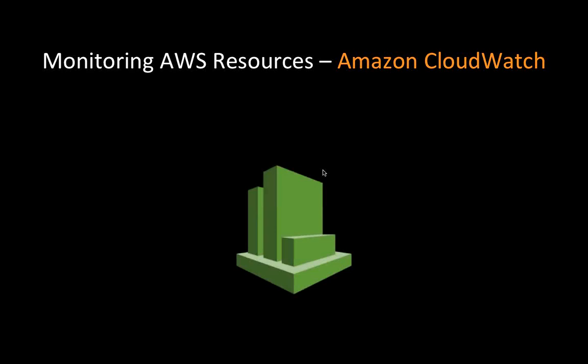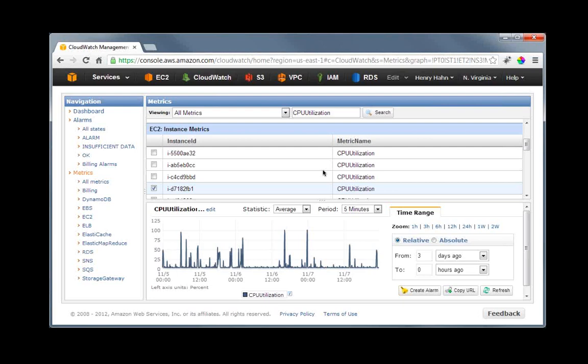Next, let's talk about monitoring the AWS resources themselves. And for that, we have Amazon CloudWatch. And this is what Amazon CloudWatch looks like if you use the web console. So here we are in the CloudWatch console. And we have an example graph here, CPU utilization of one of the EC2 instances.